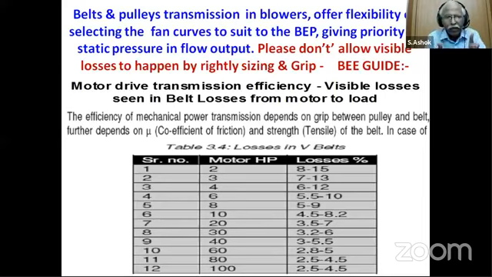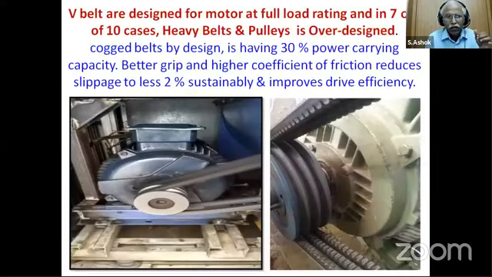So the typical energy losses, or the percentage losses, happening in V-belt systems: if it is, say, around 5 HP, almost 7 to 13% is the loss happening in the system. This can be controlled. This can definitely be brought down to less than 2%. Let us go into that as well.